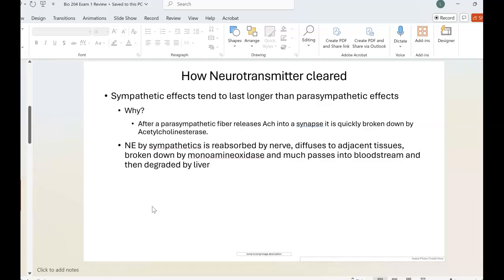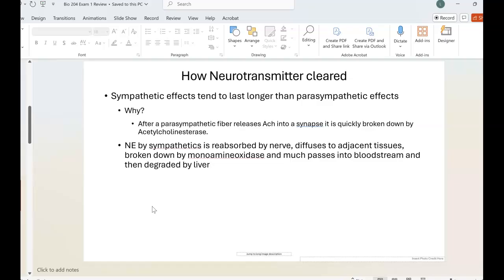So acetylcholine can be broken down relatively quickly. Norepinephrine is a little different. That is going to be cleared by this enzyme monoamine oxidase, and much of it is really going to be degraded by the liver. So it can actually take a little longer.